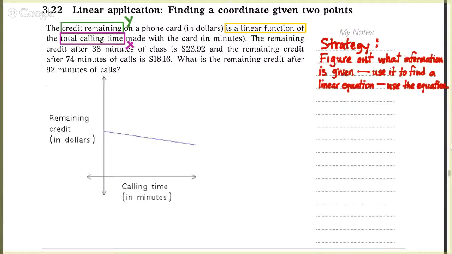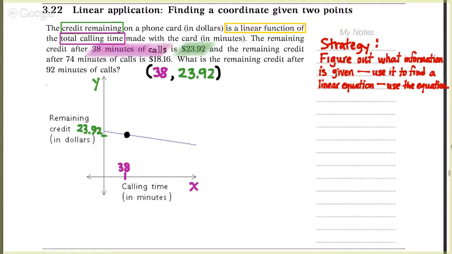The next sentence says, the remaining credit after 38 minutes of calls is $23.92. Well, we decided that the total calling time was our value for x, and the credit remaining was our values for y. So this sets up that somewhere along this relationship, we have a place where x is equal to 38 minutes of calls, and y is equal to $23.92. So that's giving us a point on this line, whose x-coordinate is 38, and whose y-coordinate is 23.92. So we've just been given a point on this line in a verbal description, but it's still a point nonetheless.